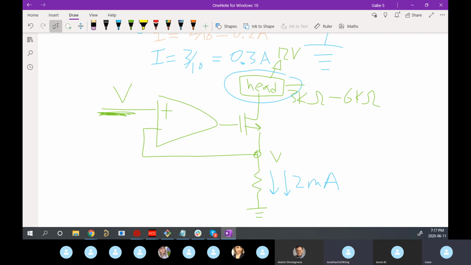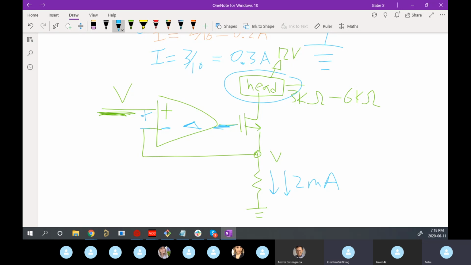So it obviously depends on how fast your op amp is. It depends on how fast this op amp can react to the inputs being different and then adjusting this gate. But usually it's really, really fast.